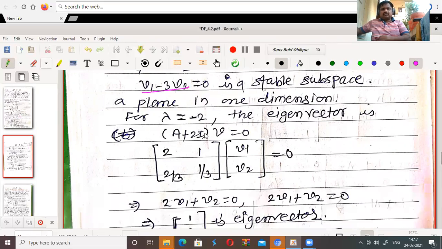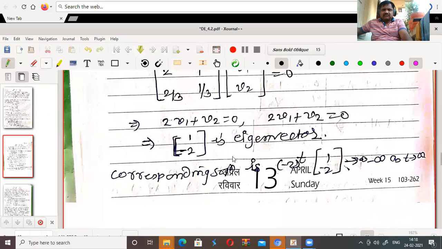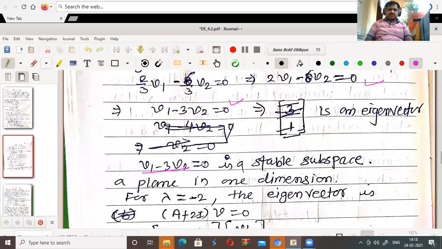And for lambda equal to minus 2, the eigenvector is given by A plus 2I operating on V equal to 0. Again, if I solve this one, we get 1, minus 2 as the eigenvector, and its corresponding solution is minus 2 to the power t. We know that as t tends to infinity, it will tend to minus infinity. And the other solution becomes 1 by 3 to the power t into V1 minus 3 V2, and this will tend to 0 as t tends to infinity.